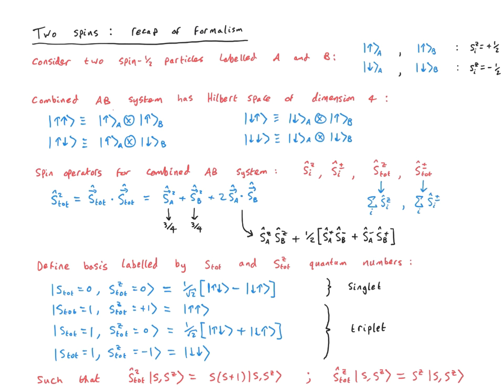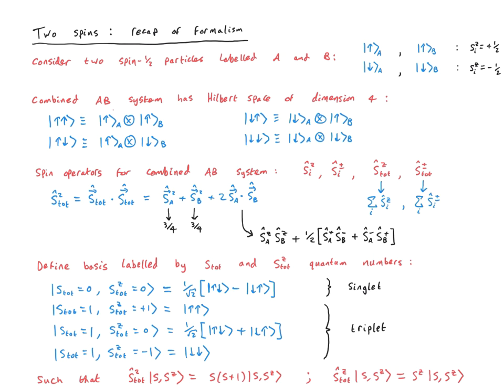In this lecture, we will continue with the analysis of the two-spin system, but first let's recap some of the formalism that we developed in the previous lecture. First, we consider two spin-half particles labelled A and B. Each of these spin-half particles can have a z projection of the spin which is either up or down, denoted here by these cartoon arrows up and down.